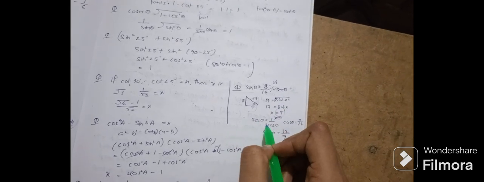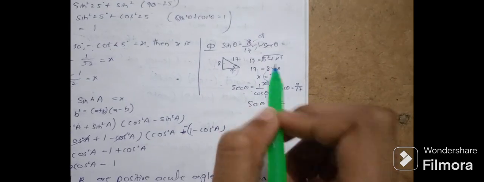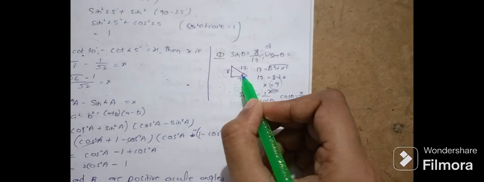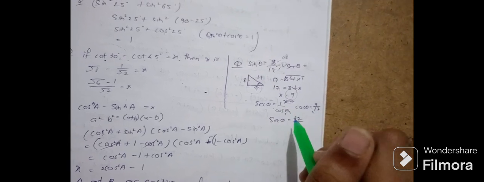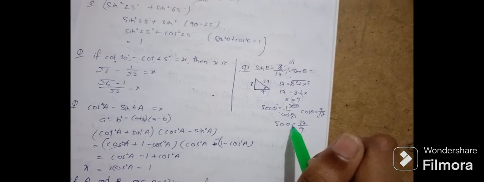By using this we can find secant theta. Secant theta is equal to 1 by cos theta. So by finding cos theta value we can get the secant theta value here. Cos theta is equal to adjacent side by hypotenuse, that is 9 by 17. 1 by cos theta means inverse of this, so 17 by 9. Secant theta value is 17 by 9 here.